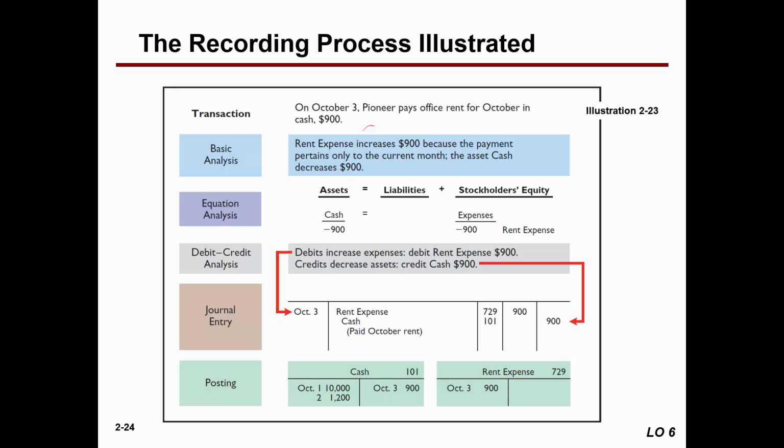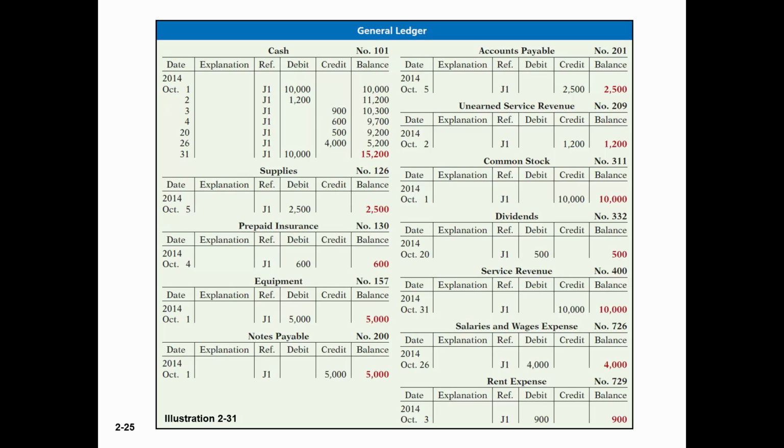Another transaction. Here we're paying. Whenever you see the word pay, right away I know cash credit, cash going down, right? Cash going down. And the debit, in this case, is the rent expense. Rent expense is increasing with debits. So here are the ledger accounts after the whole month's worth of transactions.